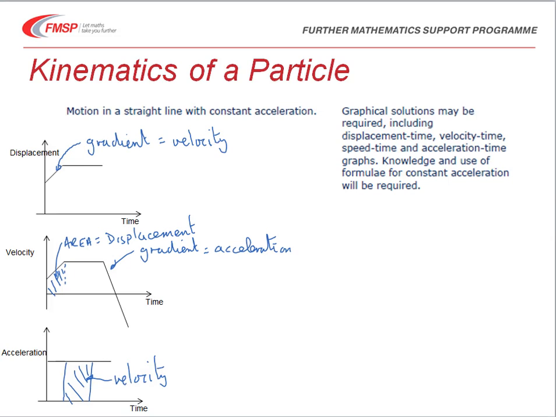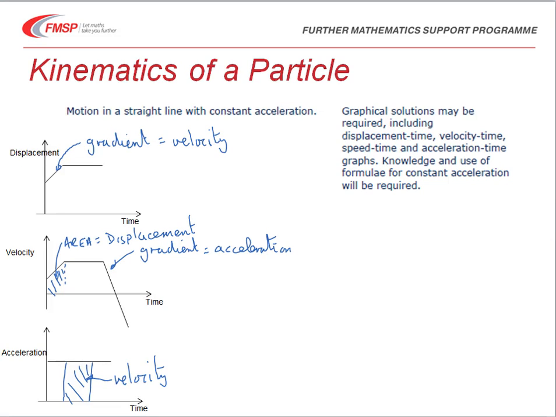Of course the gradient is the rate of change of displacement with time, so gradient is looking at a derivative. The area is looking at an integral, although it's not until later modules that you may be expected to use differentiation and integration. So it's just purely looking at the graphs using the idea of gradient and area to find the particular values that you need.